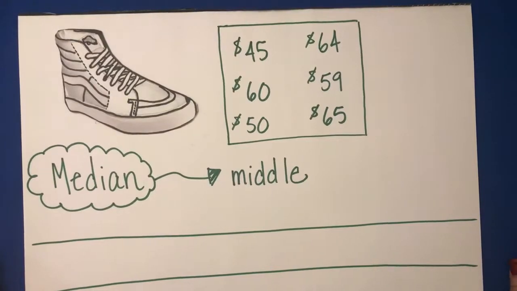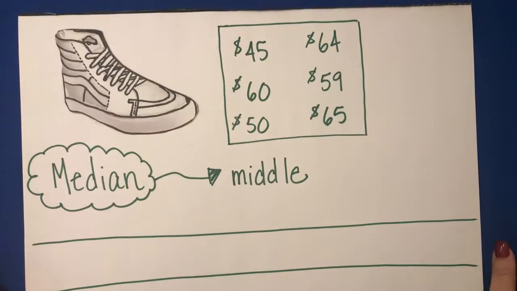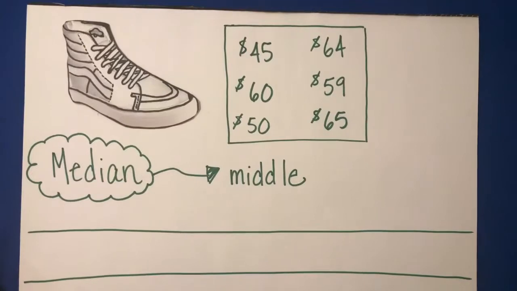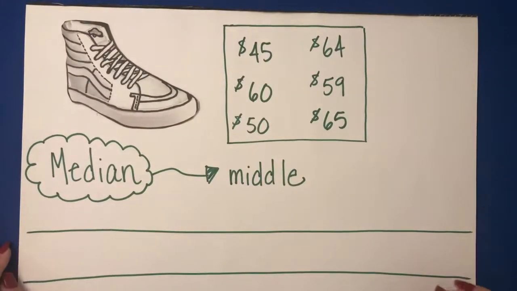Okay, so we're going to search for the median today, and a little different than finding the mode. The median is actually going to be the number that falls in the middle when you put all the numbers in order from the least to the greatest. So let's say we were shopping around for some shoes, checking out some Vans tennis shoes, and here are some prices that I looked up online for different pairs of the Vans tennis shoes.